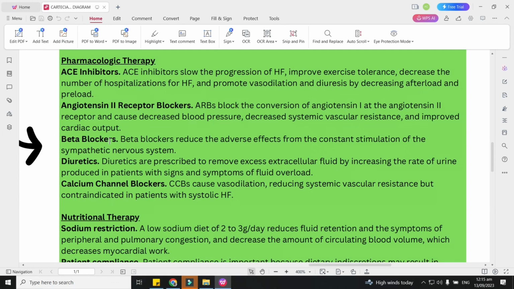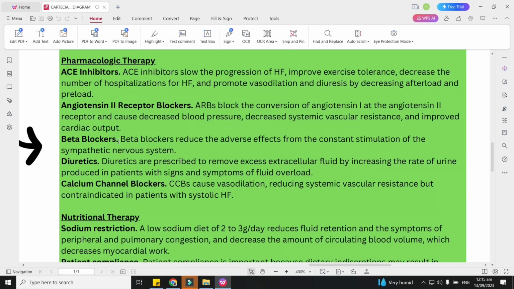Beta blockers, so we have beta blockers also. They reduce the adverse effects from constant stimulation of the sympathetic nervous system. Diuretics too, as we can remember, we have water retention. Diuretics are used to lessen the water retention.